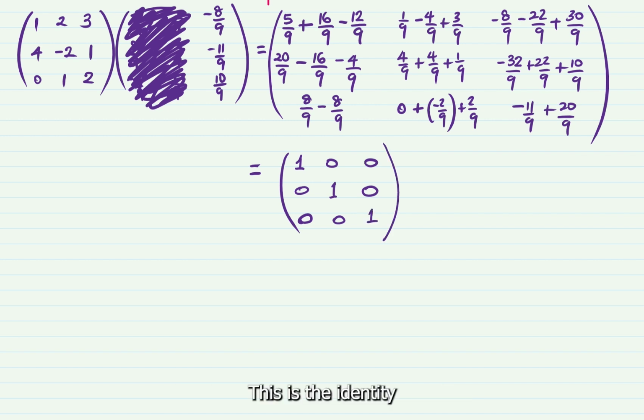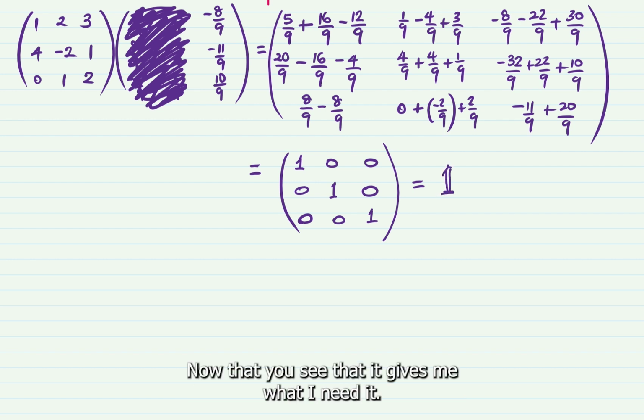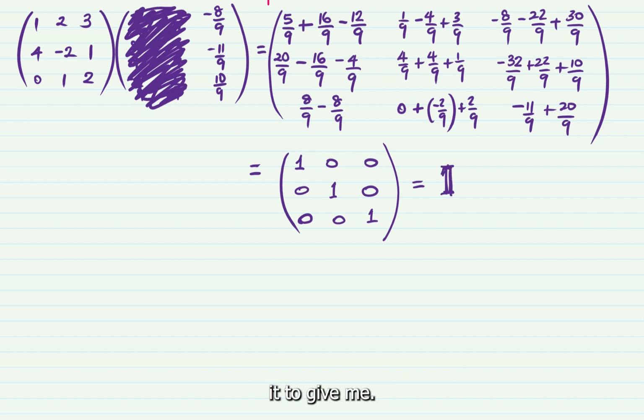This is the identity element of a 3 by 3 matrix. Okay, now that you see that it gives me what I needed it to give me, we know that we are correct, and our job in finding the inverse of matrix A is complete.